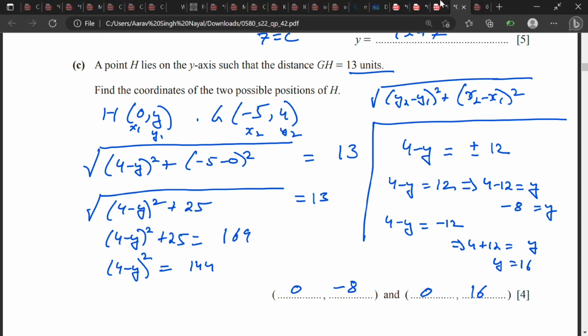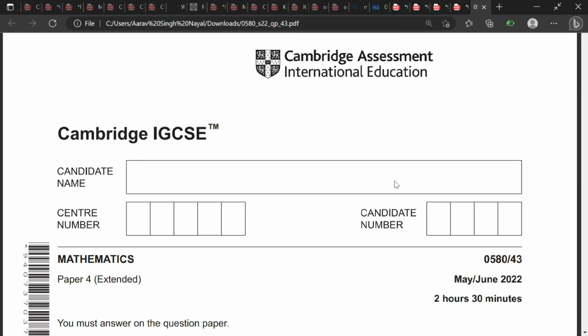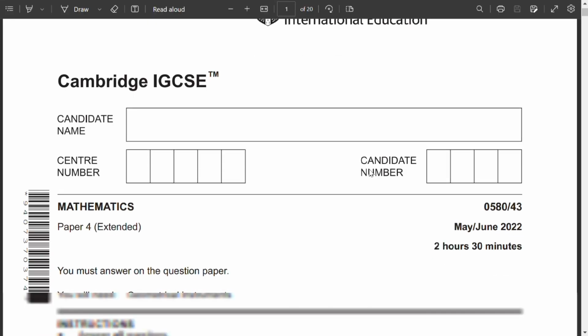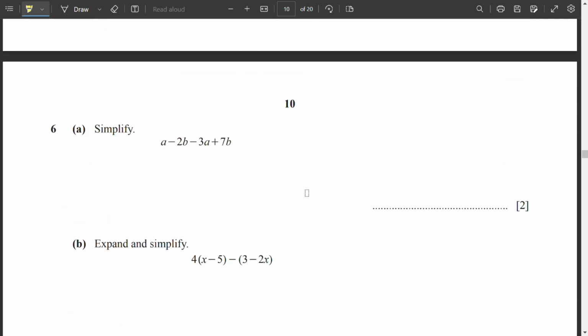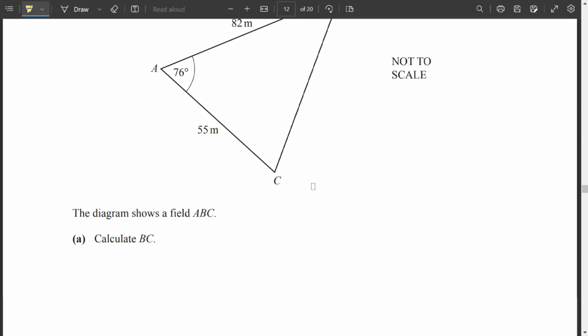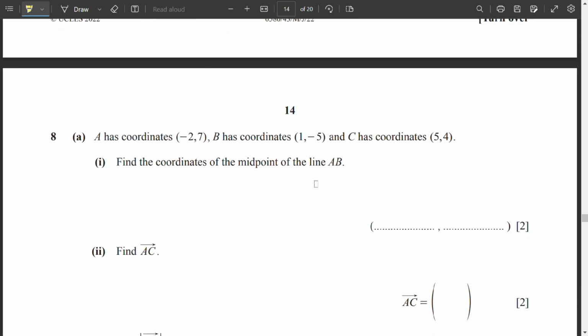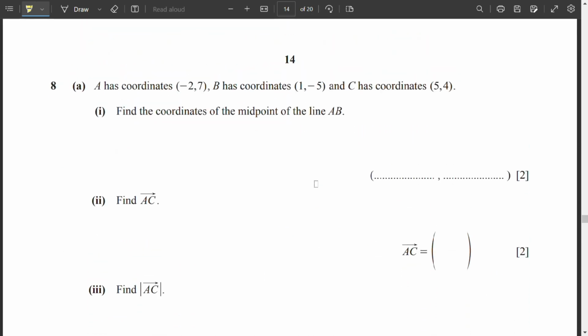Okay. Now the next question is from another paper, which, as you can see, is of May-June 2022, paper 43. Question number 8 is on coordinate geometry. Let's directly go to question number 8.